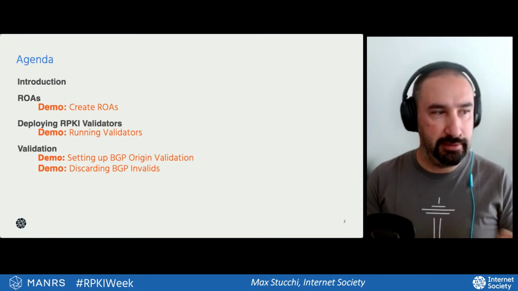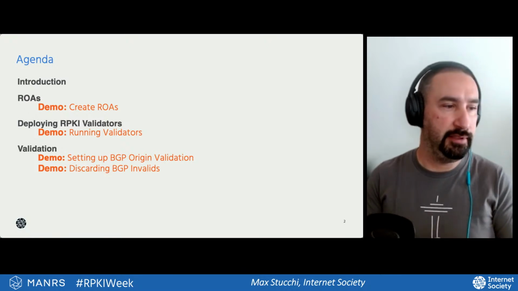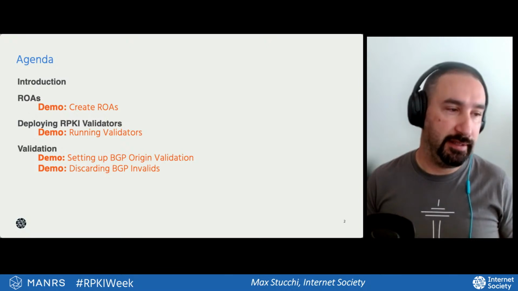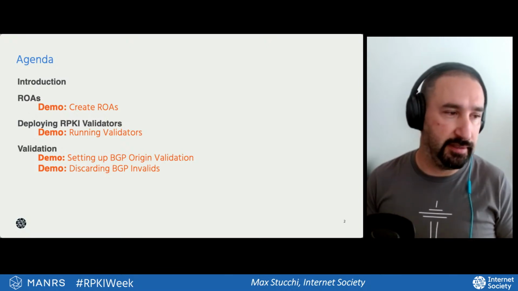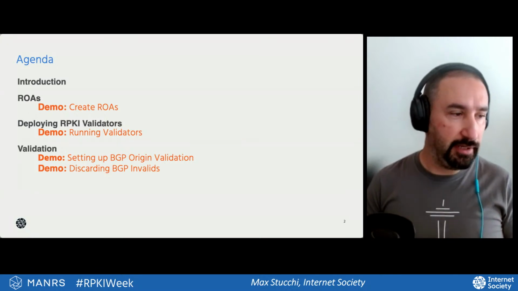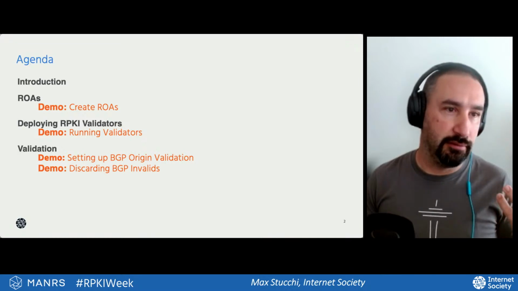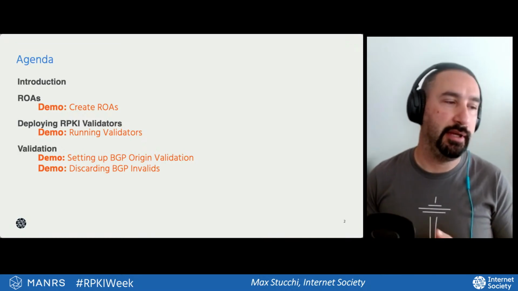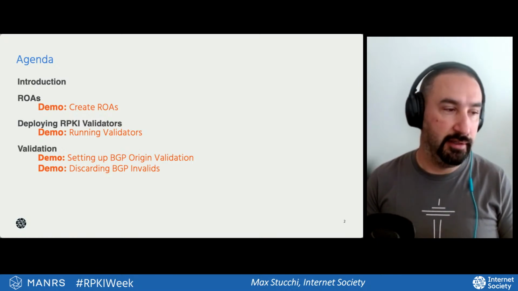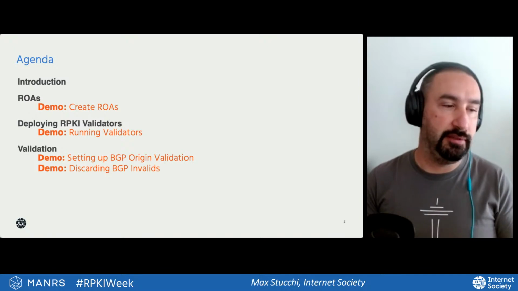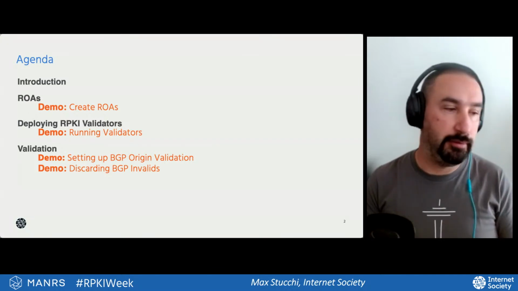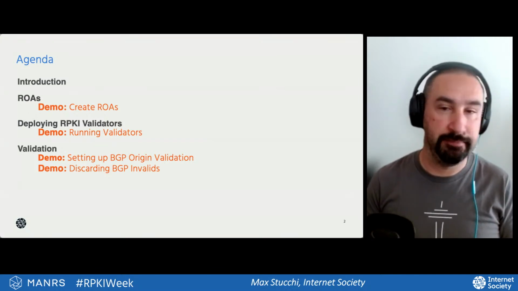And then we'll look at the other side of RPKI. We will see how you run a validator. The installation is really simple, so we will not go into that, but how you start them. And then the real core of RPKI, we will look at the validation, how this happens, how it works. And then there are 2 demos in one, basically. We will set up origin validation, and while we set that up, the effect will be that we discard BGP invalids.